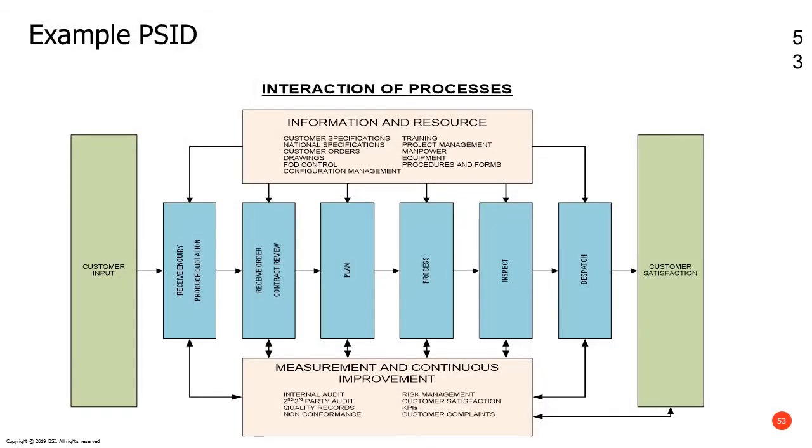But there are good and bad examples. So let's take these. These are all genuine process sequence and interaction diagrams. So customers on the left, and then the blue boxes are the key processes. Receive inquiry and produce quotation, receive order and do contract review, plan, process, inspect, dispatch. So it clearly shows what the key processes are. It's a bit light on interactions though.